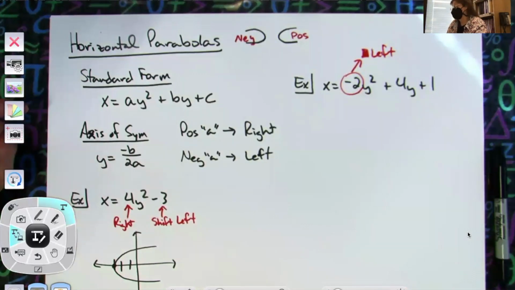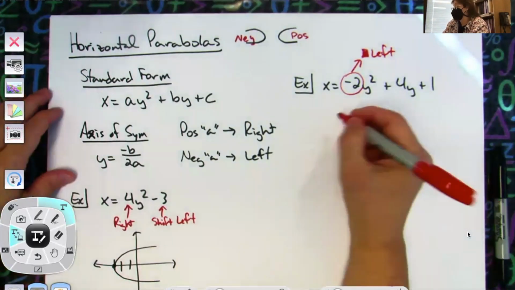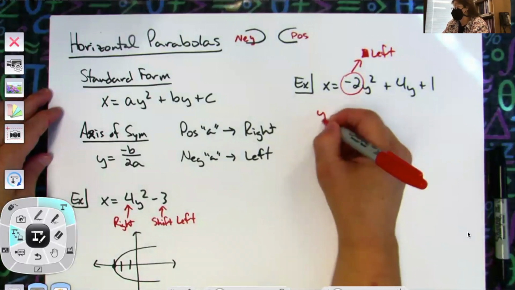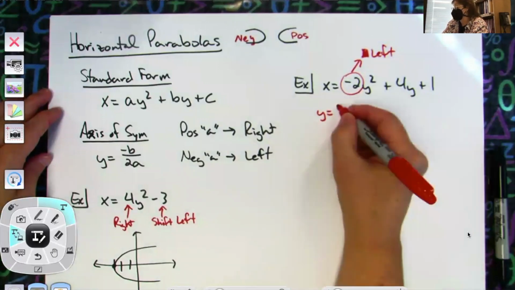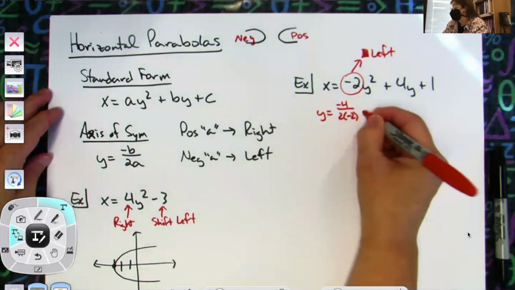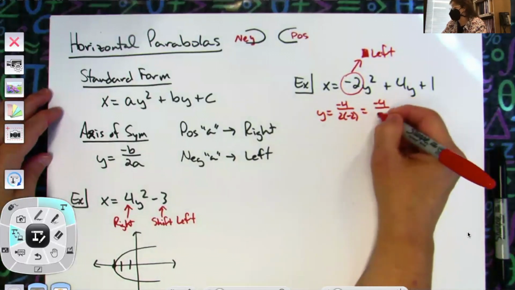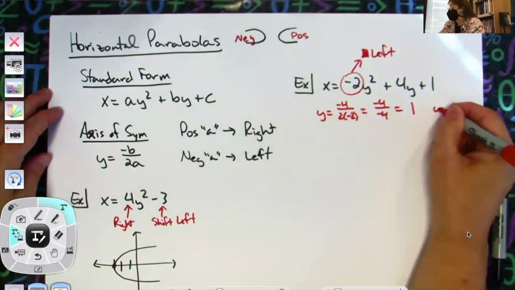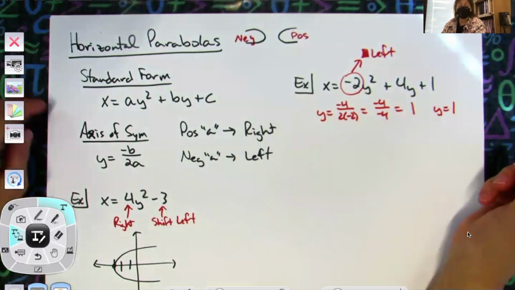At this point, I would probably do my axis of symmetry, right? So Y equals negative B, which would be negative 4, over 2 times A, 2 times negative 2. Don't let me make a mistake. Negative 4 over negative 4, so 1. So Y equals 1 is going to be my axis of symmetry.